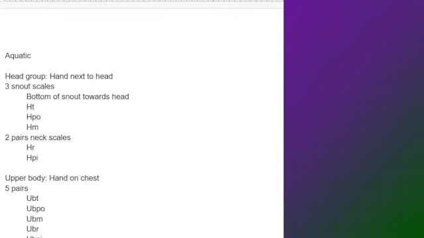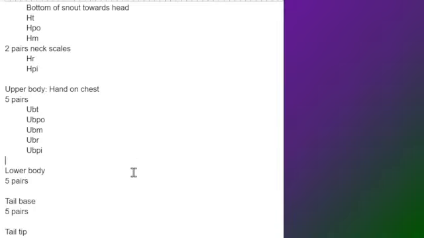So this is just good notation. Lower body is going to be hands by your side, I guess. And as a general rule, it's going to move down your body. So like LBT is the highest for lower body skills.